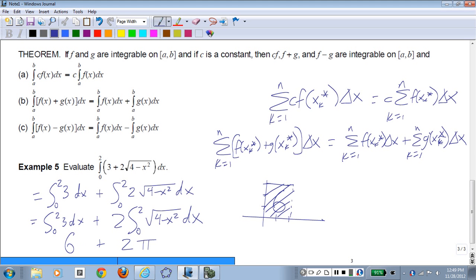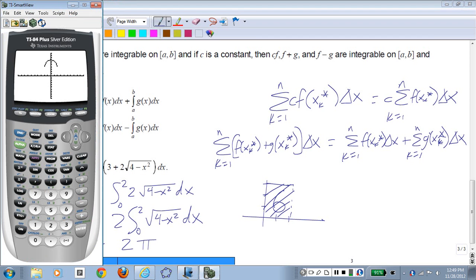6 plus 2 pi. So back to the graph. I should have just gone 0 to 2 previously. The second calculator integral is just the right half of that thing. That's the integral it should be. 12.28, and this is about what we have with 6 plus 2 pi. That's the area that it wanted. When I drew the picture earlier, I went all the way from -2 to 2, and I should have just gone from 0 to 2.